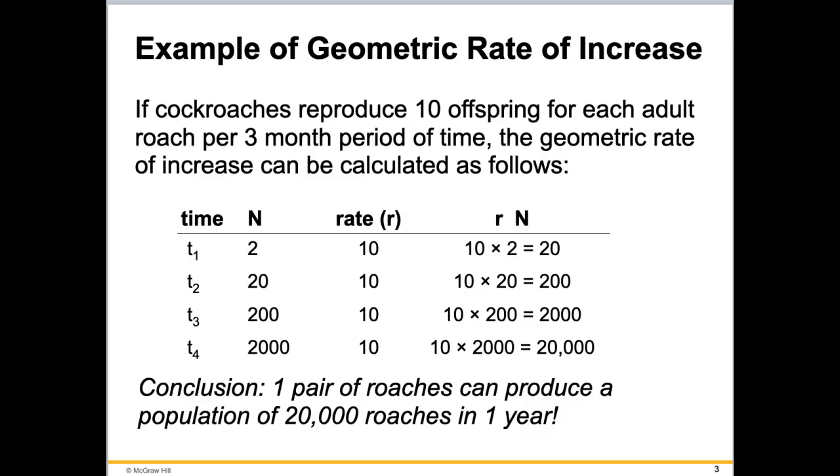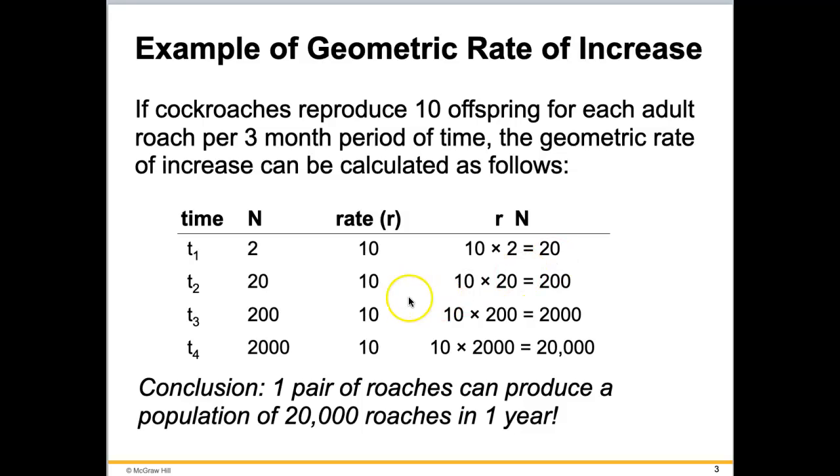And so there was an illustration in your book about cockroaches, everybody's favorite bug, I'm sure. What we know about cockroaches is that they have the ability to reproduce themselves very, very quickly. So here's an example of what would happen if a pair of cockroaches were able to produce 10 offspring per adult in 3 months. In the first 3 months, they would produce 20 offspring, 10 per each, the male and the female.